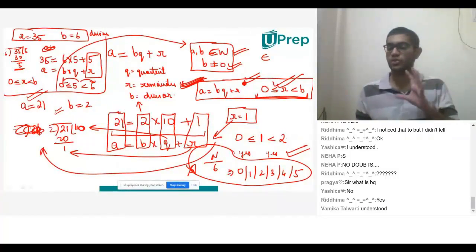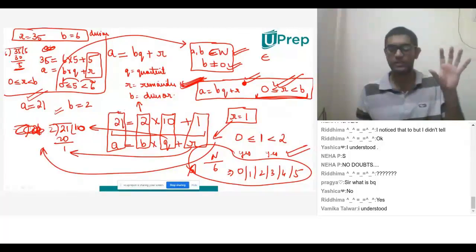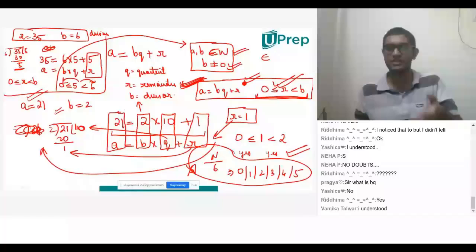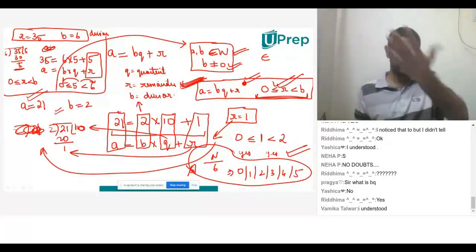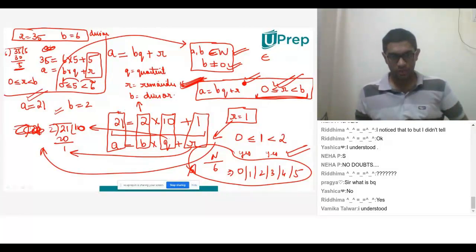Looks complicated, but don't complicate it for yourself. Think very simply. Think about the division. It's very easy. Very much easy, but looks a bit complicated.